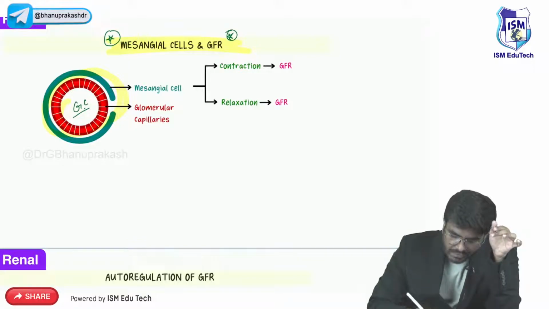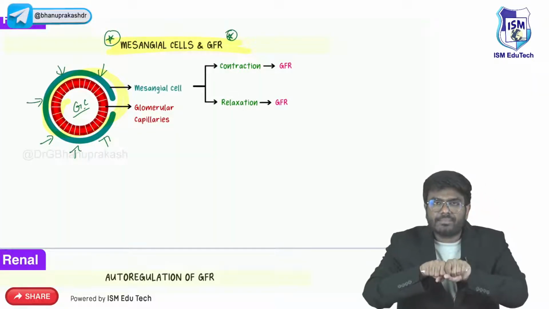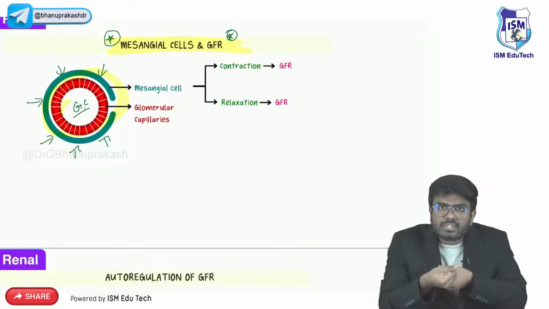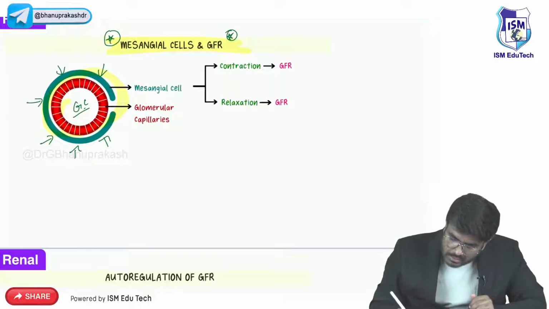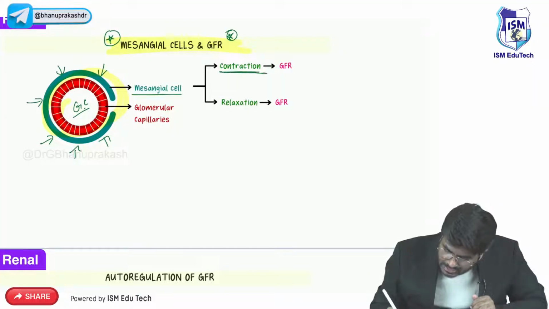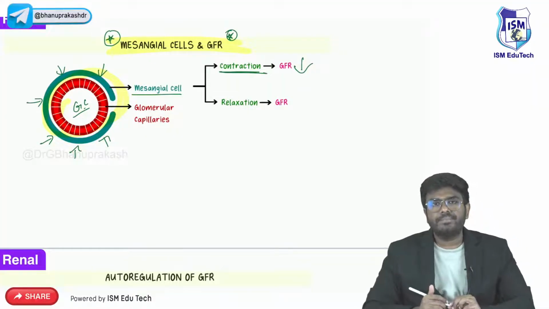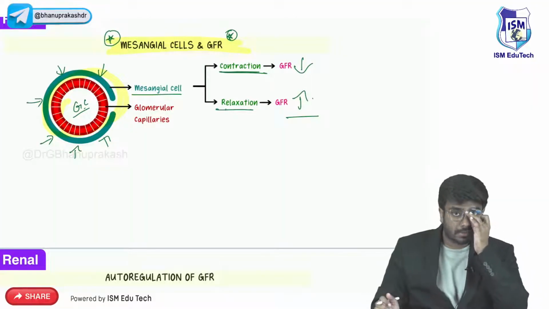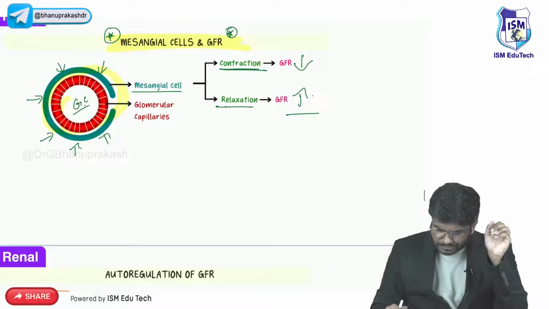Now think logically and tell me, if the mesangial cell is contracting, what will it do to the glomerular capillaries? The glomerular capillaries are also closed, narrowed down. So what happened to the GFR? Mesangial cell contraction decreases the GFR. Mesangial cell relaxation increases the GFR. That's it. These are also the MCQs which you need to know.